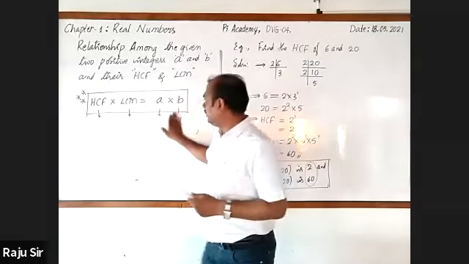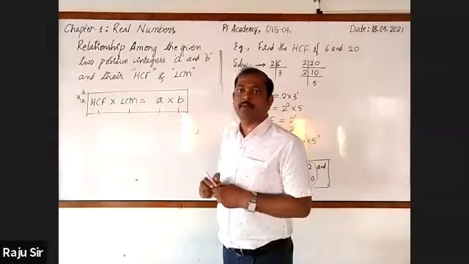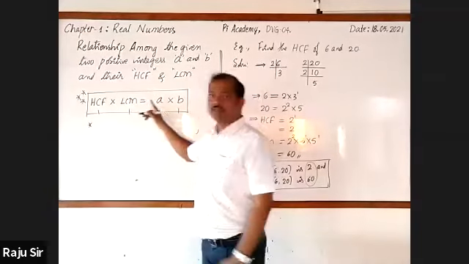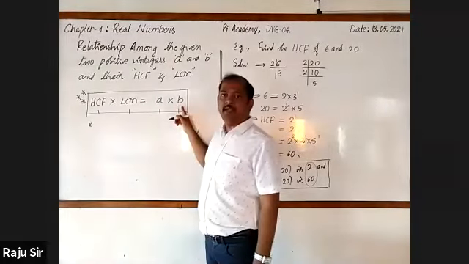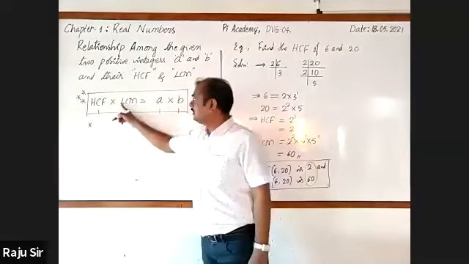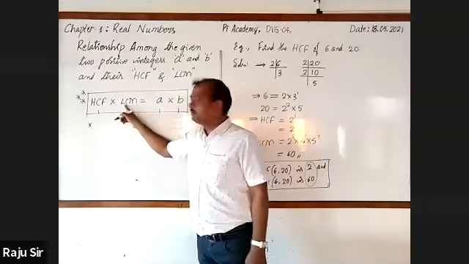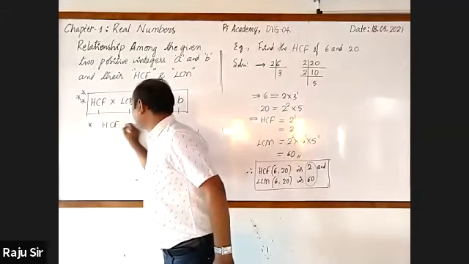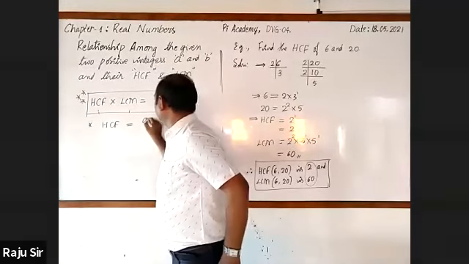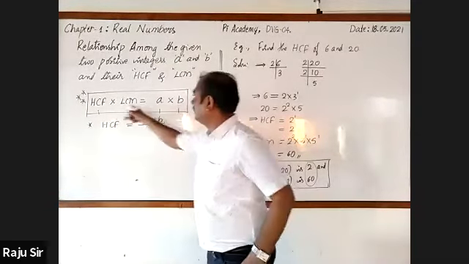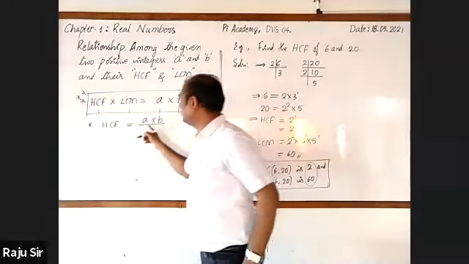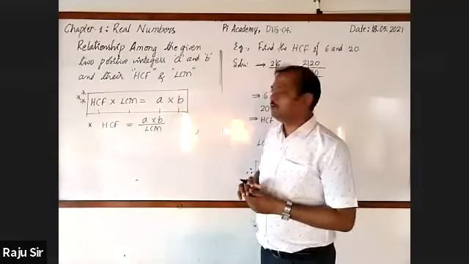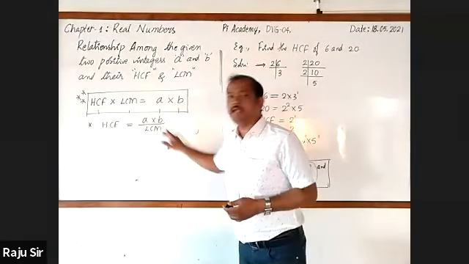Now, I'll write all those things for the sake of remembering. Suppose you know the given numbers A and B and their LCM as well. Then we have to find out HCF. Then it can be written as HCF is equal to A into B. On transposing LCM to the right hand side, it comes to the denominator, that is divided by LCM. HCF is equal to A into B by LCM.